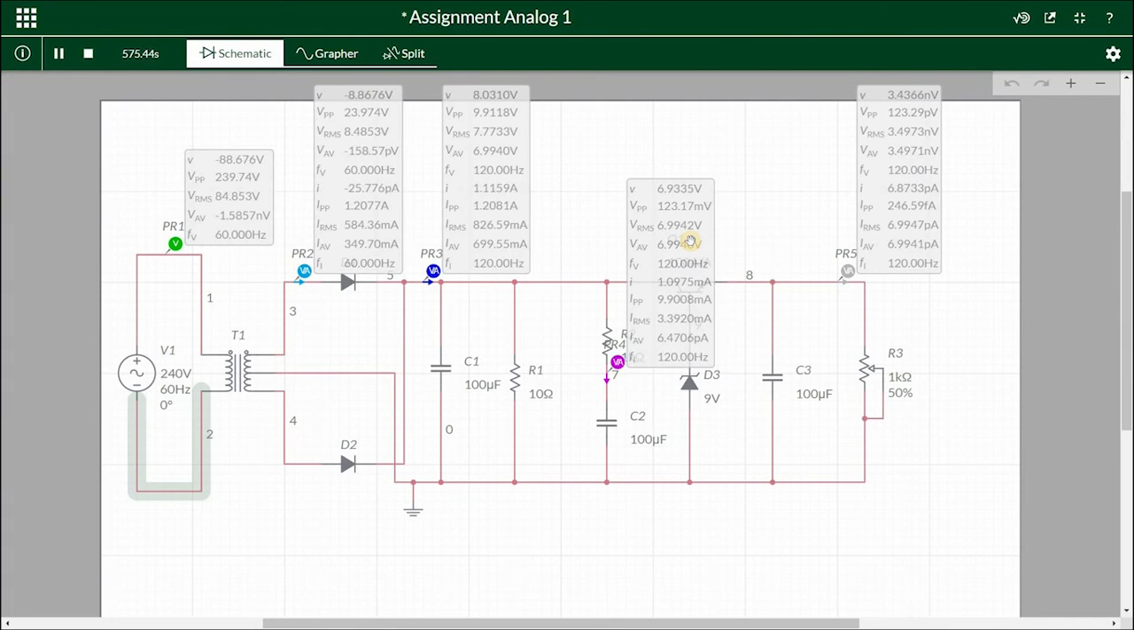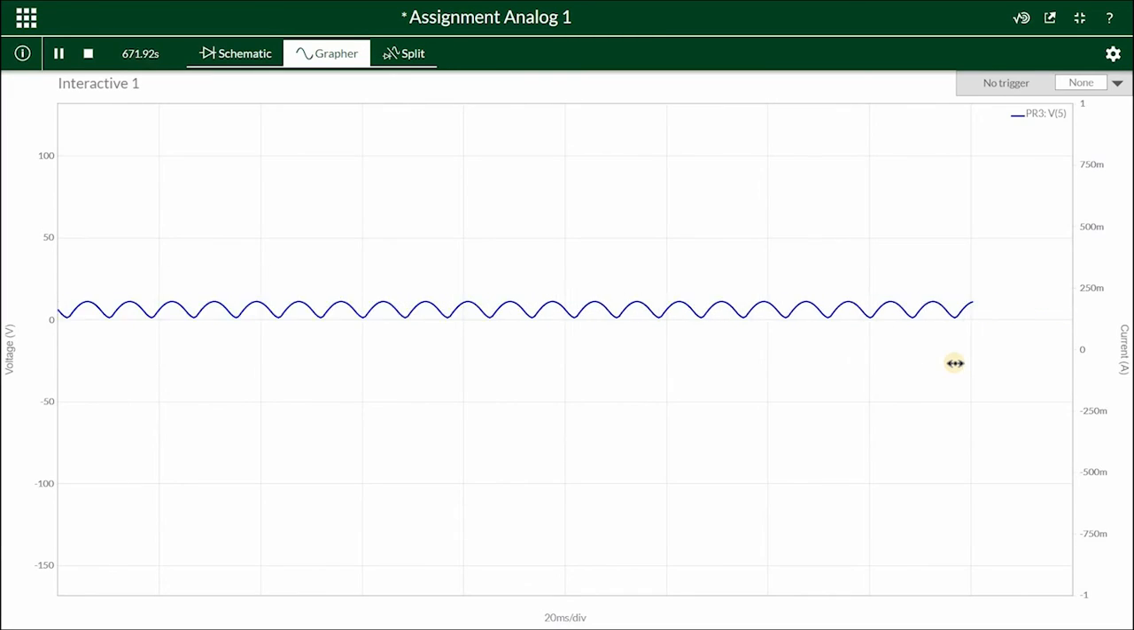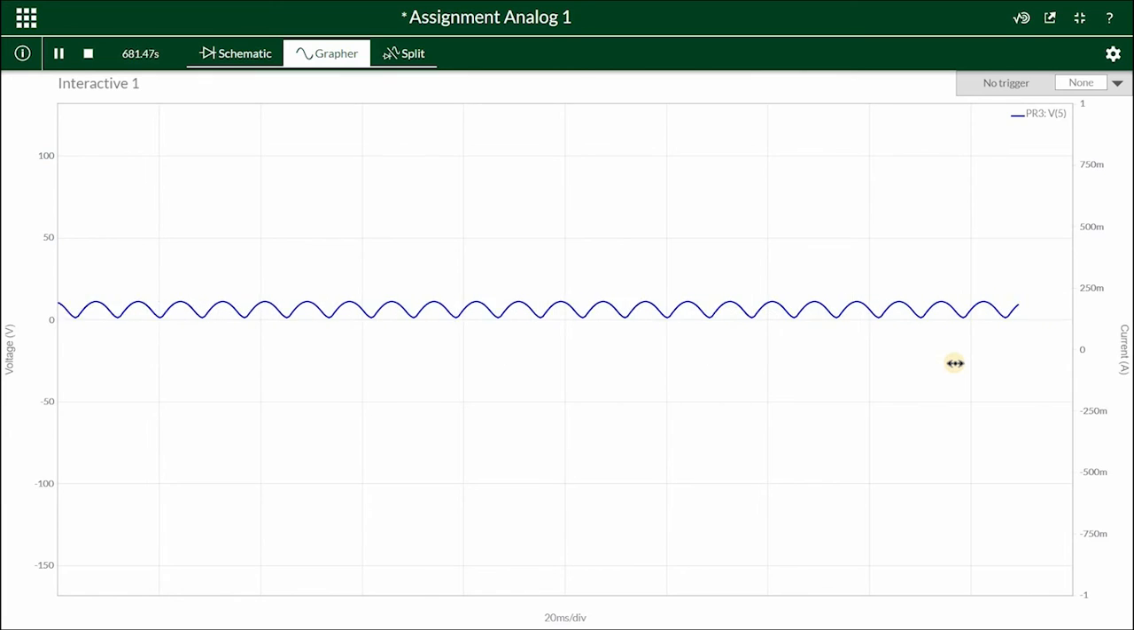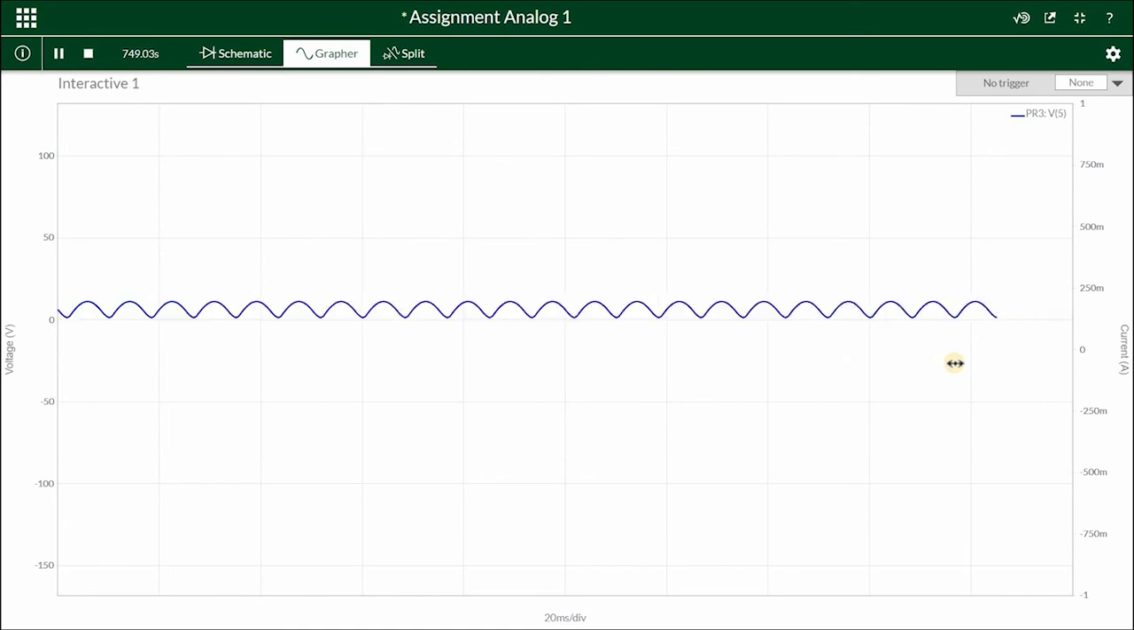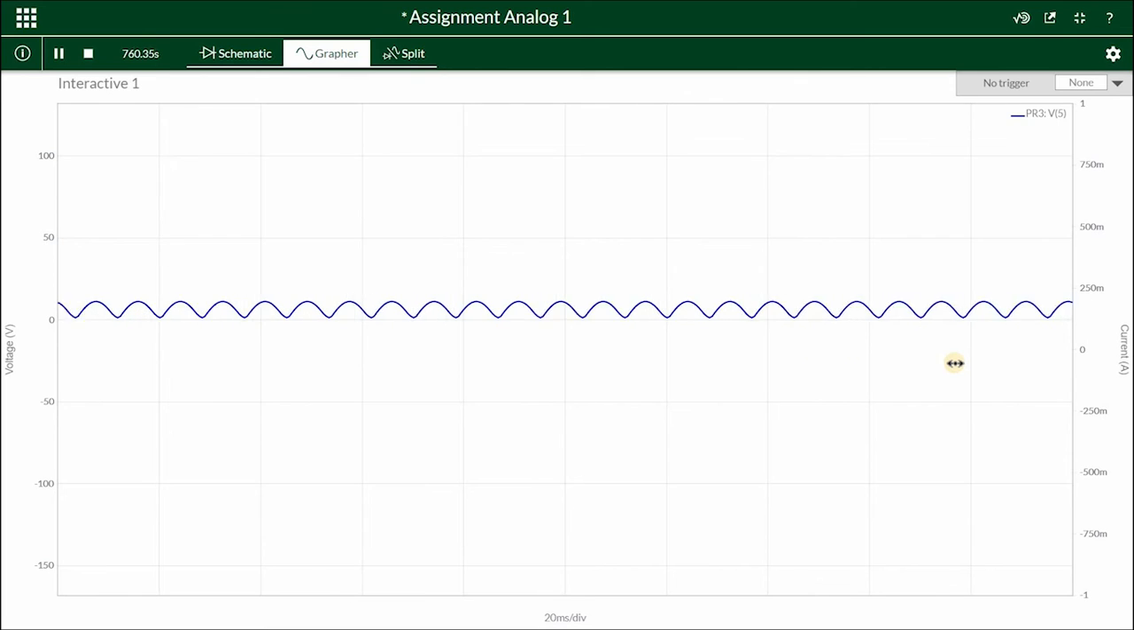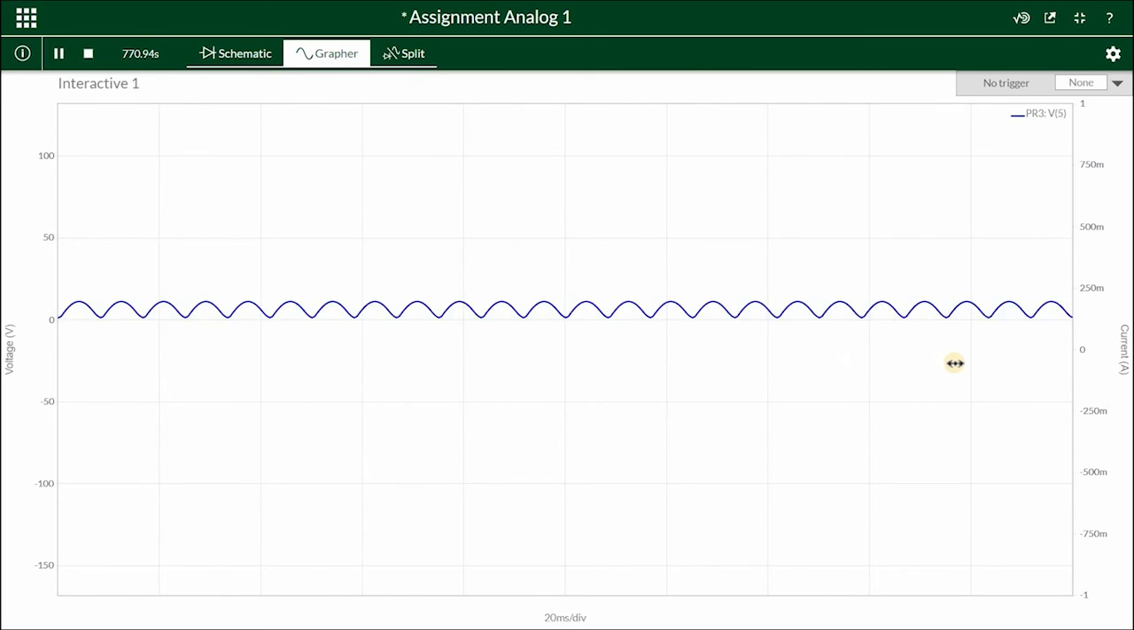Then next would be to smooth the DC from varying greatly and reduce the ripple component. As you can see on the waveform, the ripple has shortened, making it smaller, hence making it smoother. As you could have seen from the previous waveform, the ripple is much larger, whereas this is slightly smaller.